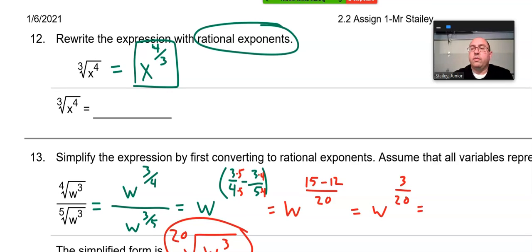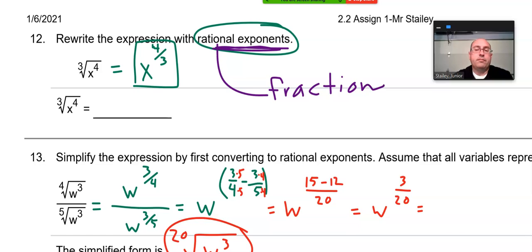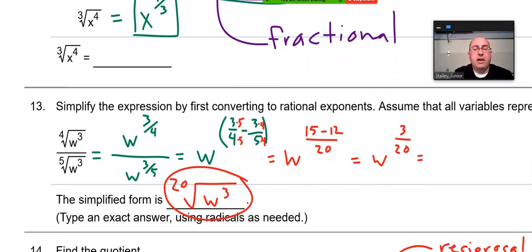Okay, question 12. We've got the power for the root is 3. They want me to write it as a rational exponent. Remember, they're basically just saying a fractional exponent. And that's how we're getting x to the 4/3. Power on the top, root on the bottom.